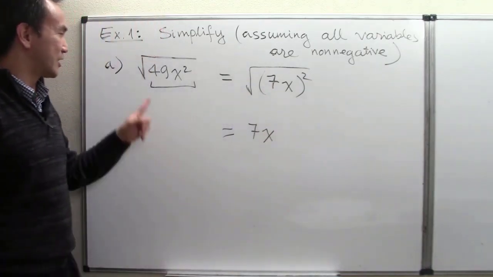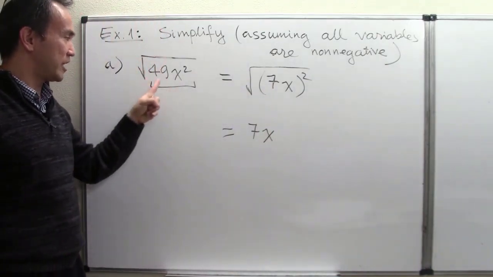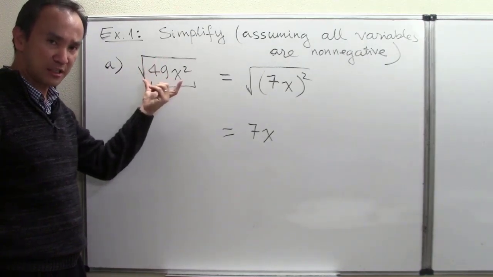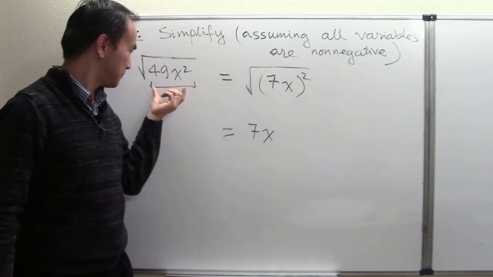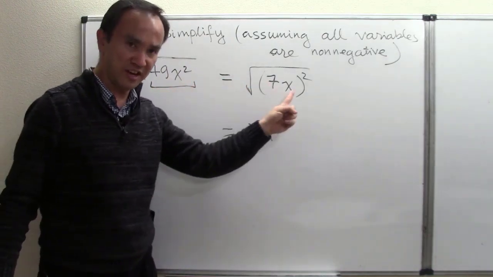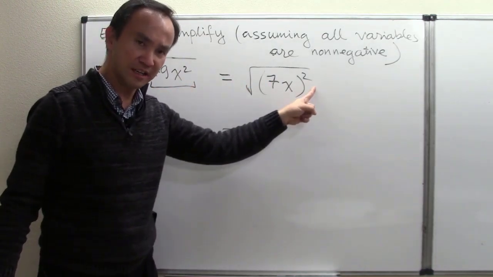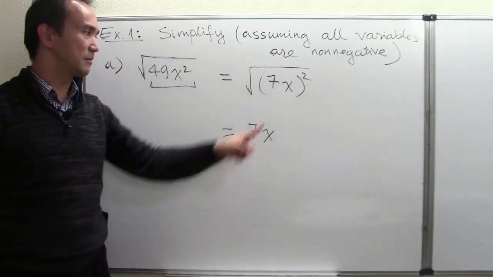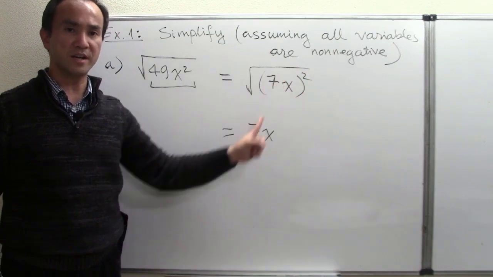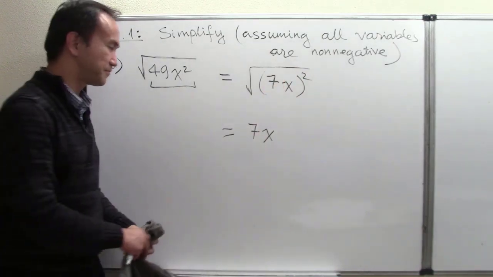Okay? And so there you go, square root of 49x squared. What I did, I simply recognized 49x squared as a perfect square, 7x all squared. Once I recognized that, taking the square root is extremely easy. Just cancel out the square, and we arrive at that final answer.